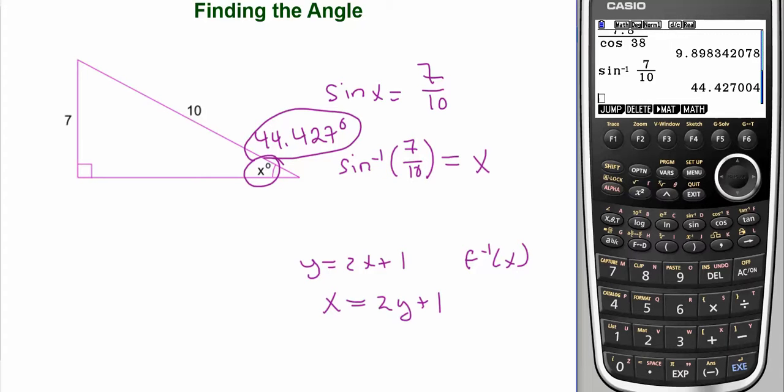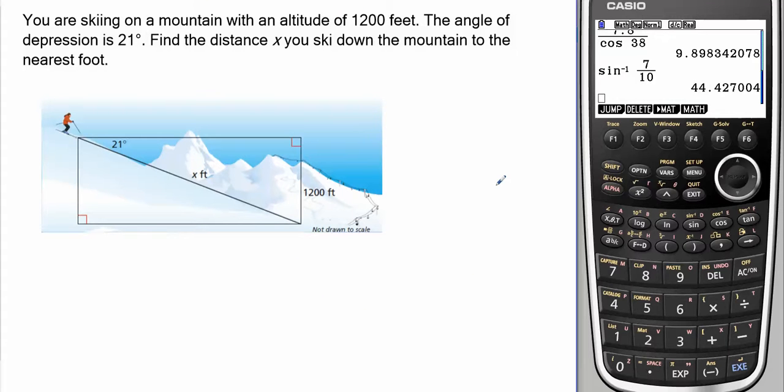Alrighty, one more tidbit. And here's a typical word problem. And we have a pretty sizable thing, 1,200 feet. So I'm going to look at my independent variable. This is called an angle of depression because we're looking down. And I'm given the opposite, and I have the hypotenuse. That's going to be sine. So I'm going to do sine of 21 is equal to opposite over the hypotenuse.